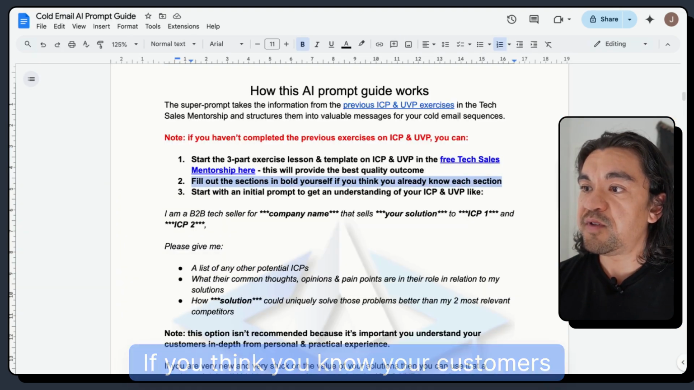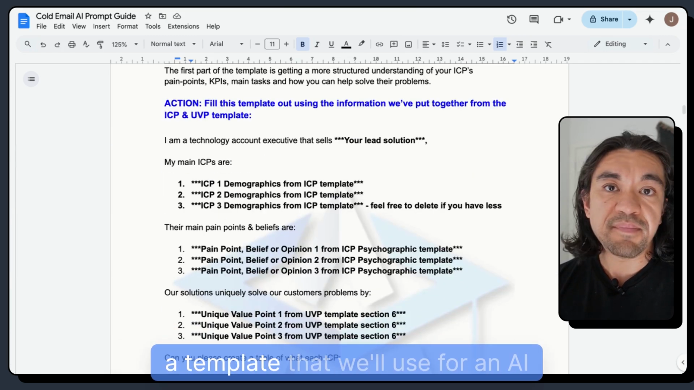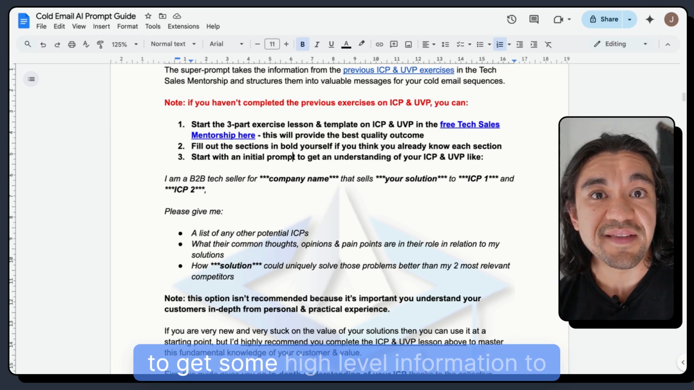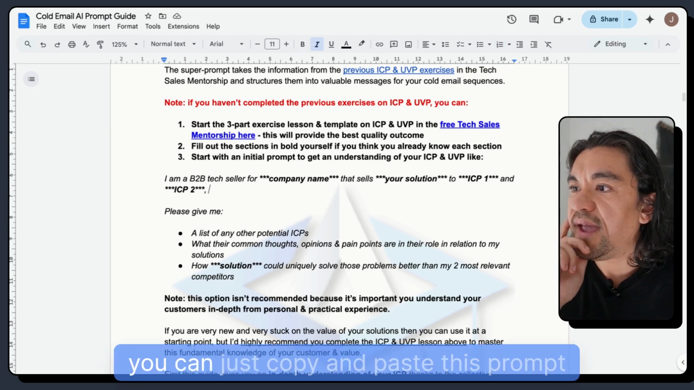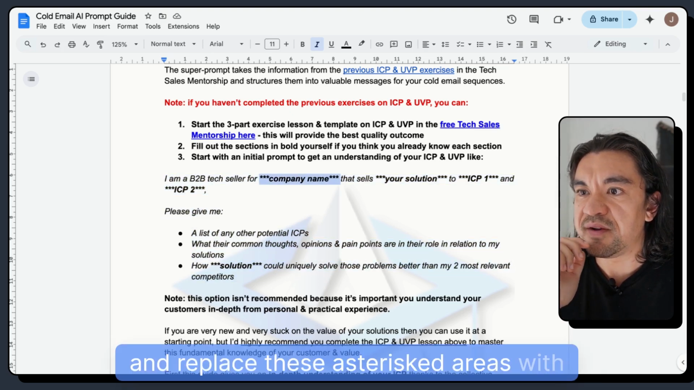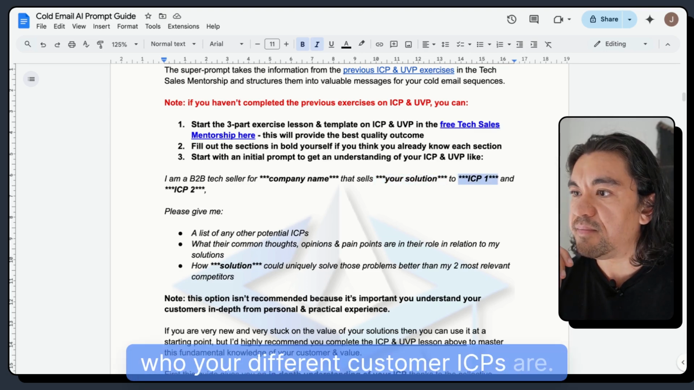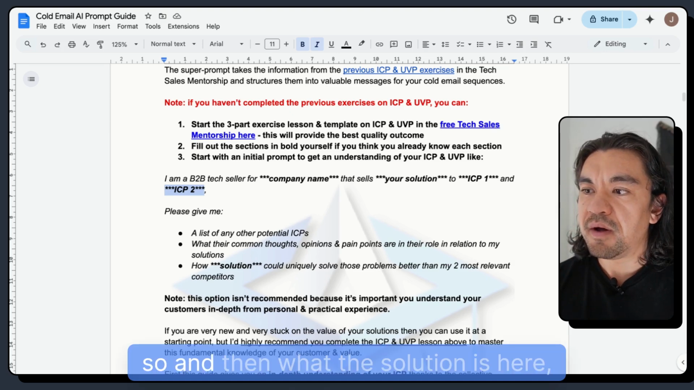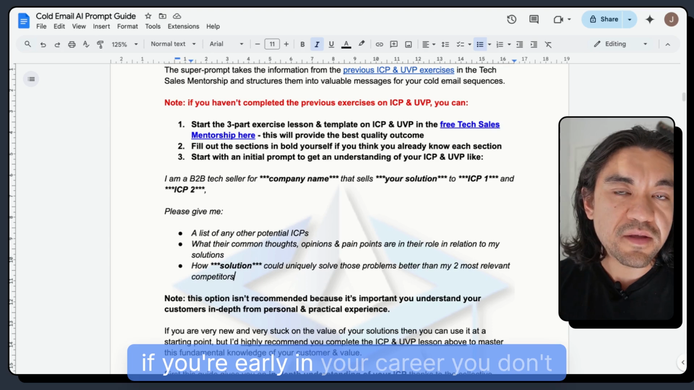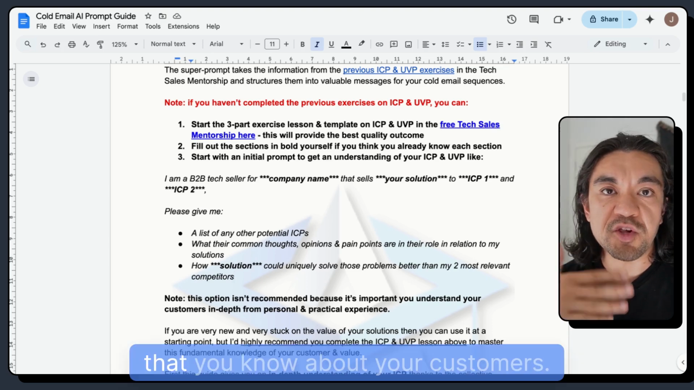If you think you know your customers well, you can fill in the sections in bold in the next page of the prompt, which is a template that we'll use for an AI prompt. Or if you are just really winging this and just want to get some high-level information to begin with, you can just copy and paste this prompt and replace these asterisk areas with what your company name is, what the name of your solution is, and who your different customer ICPs are. Okay, and then what the solution is here. Not the most ideal. I should understand your customers well. If you're early in your career, you don't quite understand, I totally get it. But to maximize it, it really is about personal information that you know about your customers.